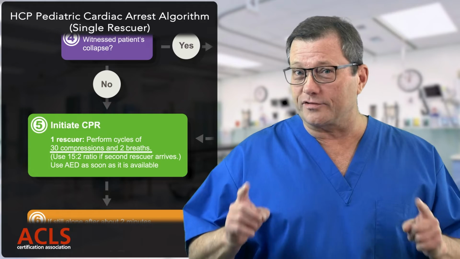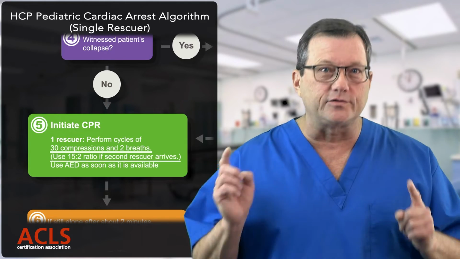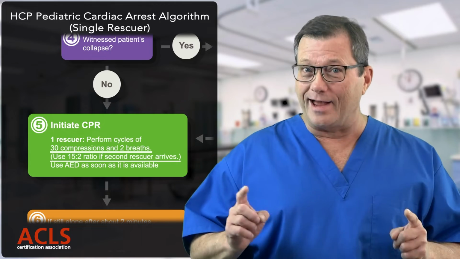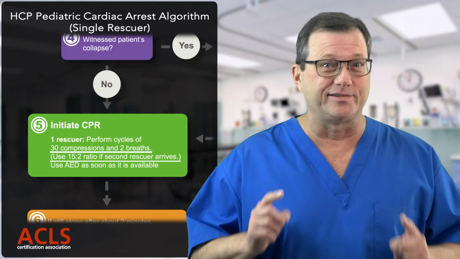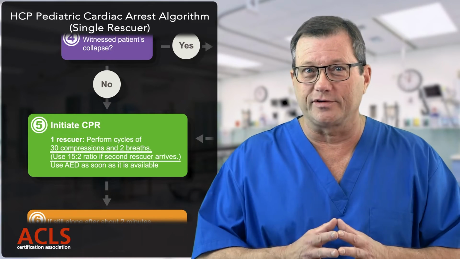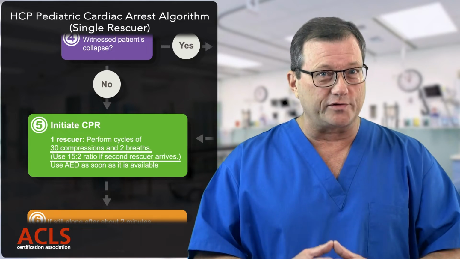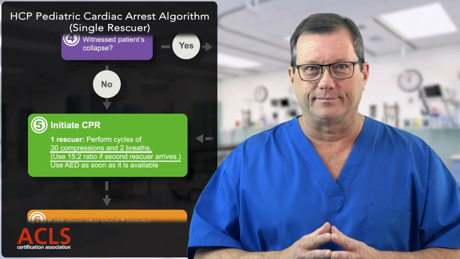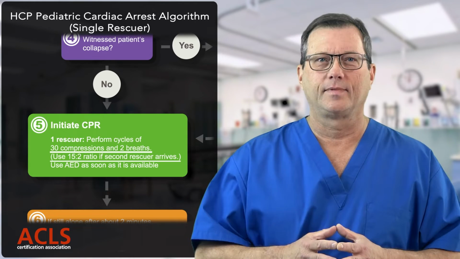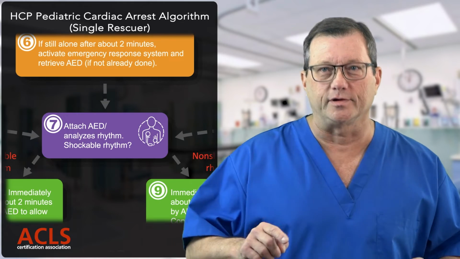Now, if a second rescuer shows up and they know CPR, please change to a 15-2 ratio. By doing that, we're giving twice as many breaths to this kid, and that kid needs breaths. Kids need oxygen. That's why most kids arrest in the first place, it was a respiratory issue. So moving to a 15-2 ratio gives the kid twice as many breaths. Do that. Please.